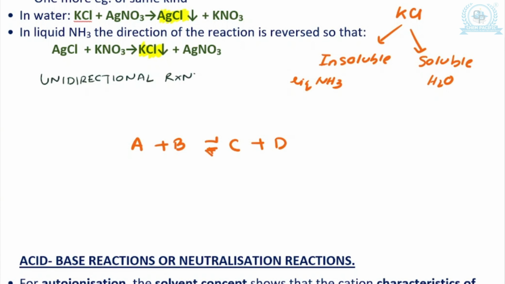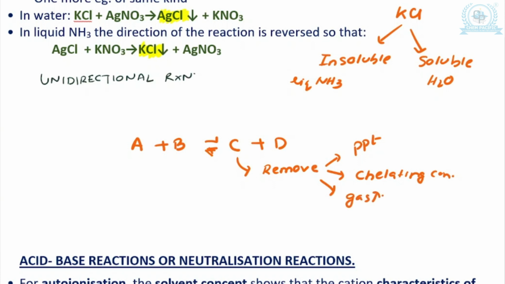and will get reverted back to the reactant. What will happen if you actually separate, or if you remove any of the product, for example, if C is removed in the form of any precipitate or in the form of any chelating complex, or suppose if C is a gas and it is evolved out of the reaction mixture, somehow if C is removed, तो ये backward reaction नहीं होगा, then it will turn out to be a unidirectional reaction.